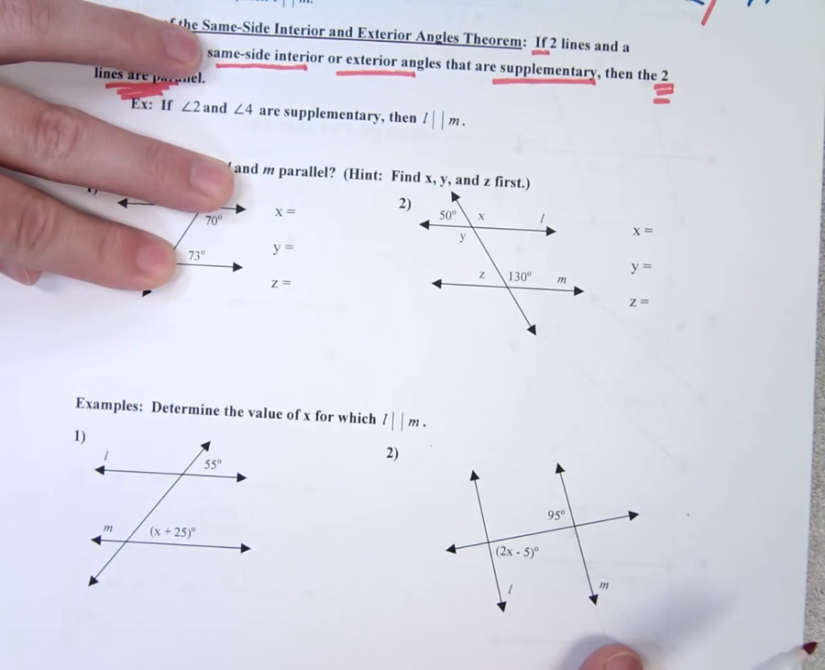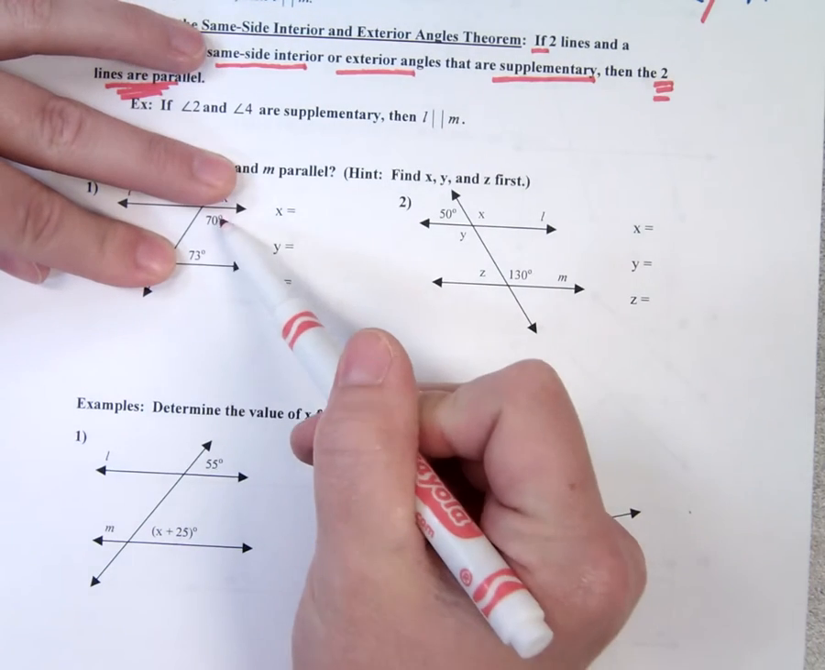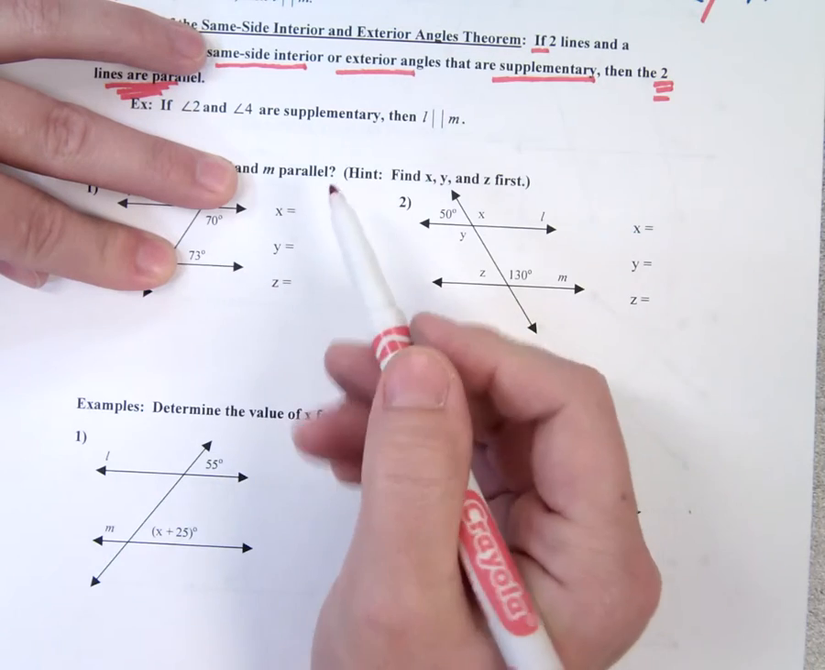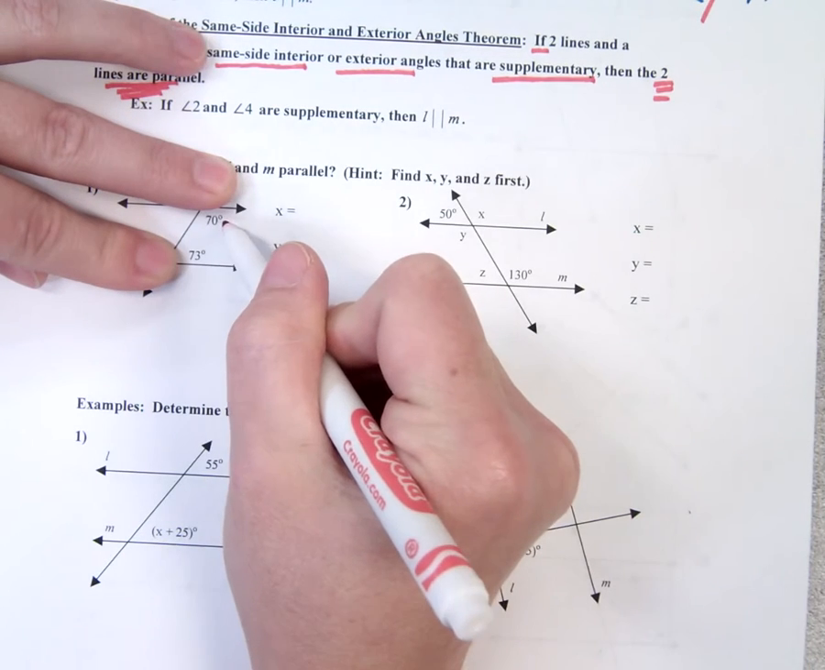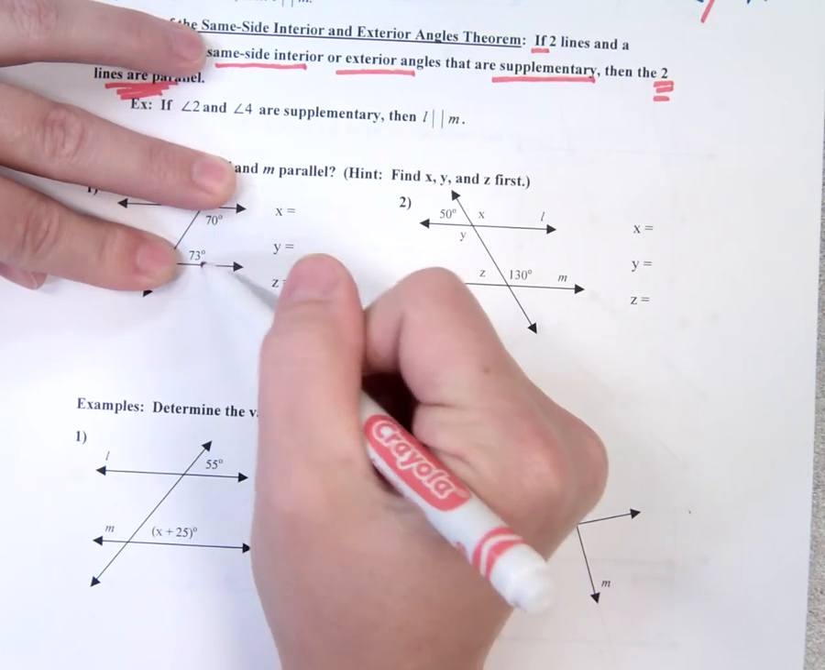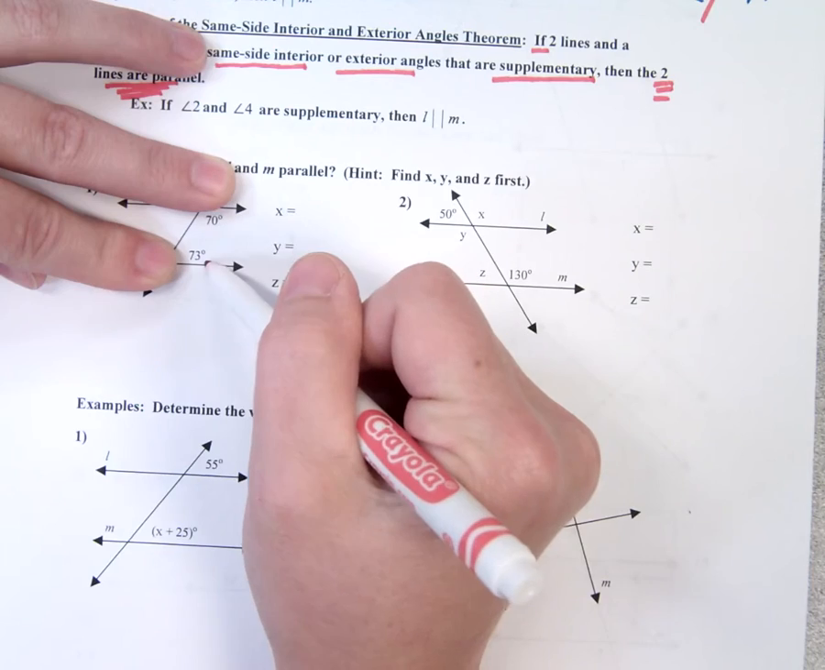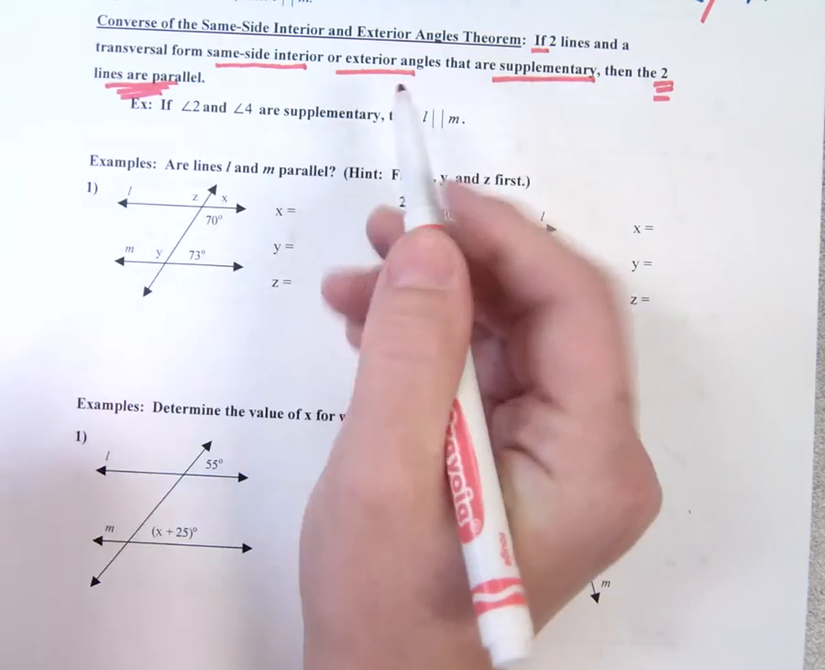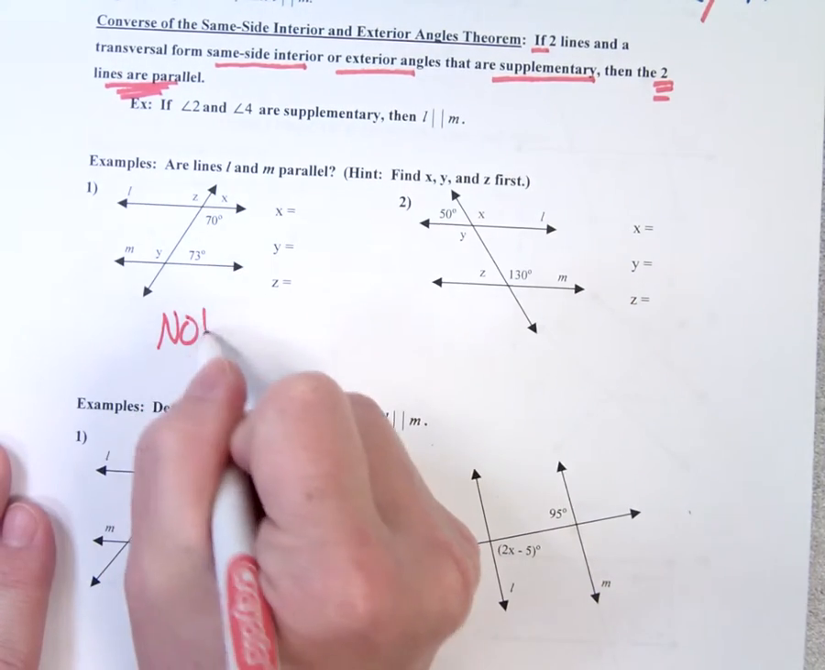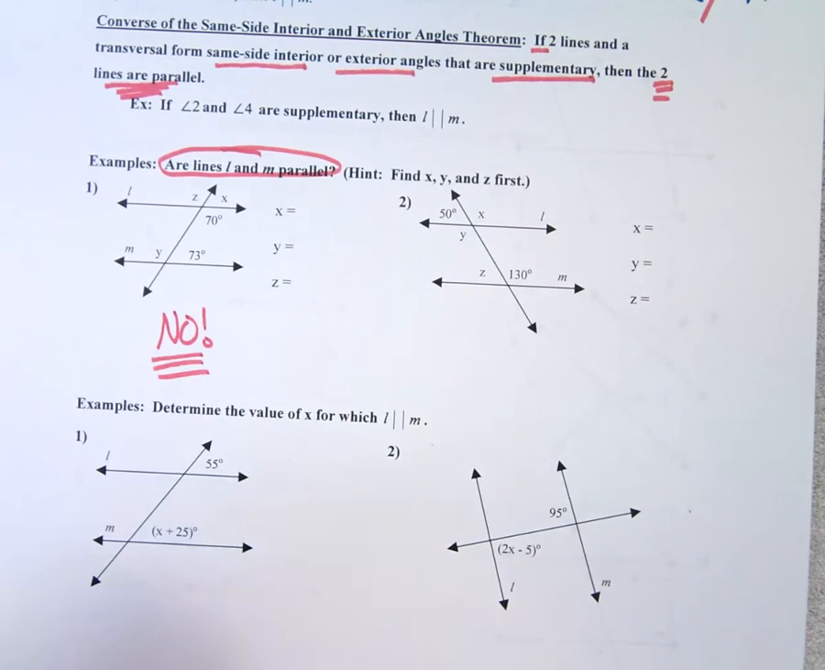So let's look at this for a second. What kind of angles are the 70 and 73? These are same side interior angles. And are these supplementary? No, these two angles do not add to be 180. So since my same side interior angles are not supplementary, then the answer is no. These lines are not parallel.